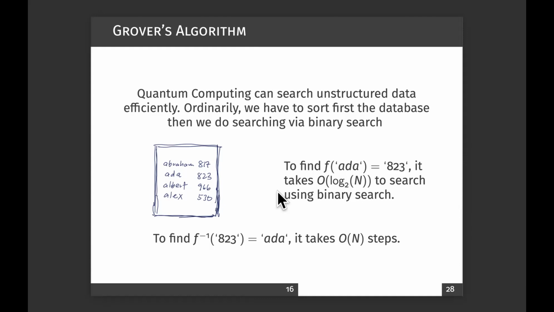However, if I am given a number and I want to determine whose number this belongs to, that's a different story. If you're very lucky, then that number will be the first entry in your telephone directory. If you're very unlucky, it's possible that that number is the last entry. It's possible it's not even there in the telephone directory.